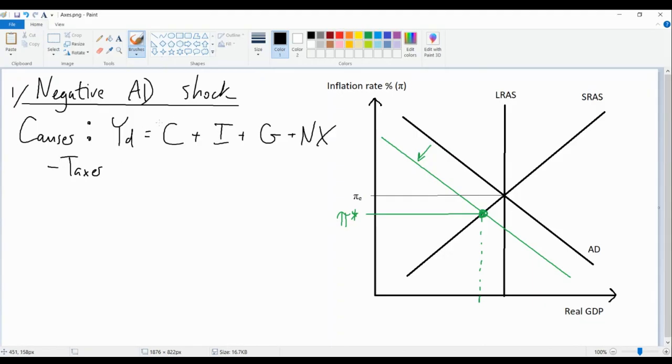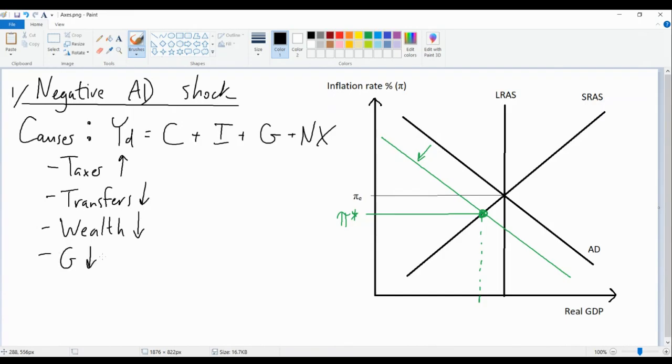So that includes things like, remember, consumption is affected by disposable income. So if taxes rise, disposable income decreases. Another factor could be transfers declining. Another one could be our wealth deteriorating. Let's say the stock market collapses or housing prices drop. Housing is a big chunk of the wealth of many people.